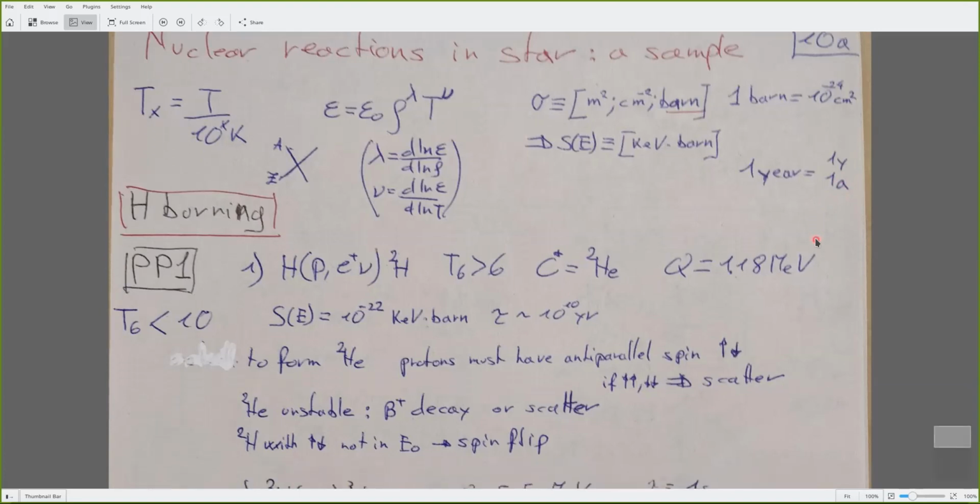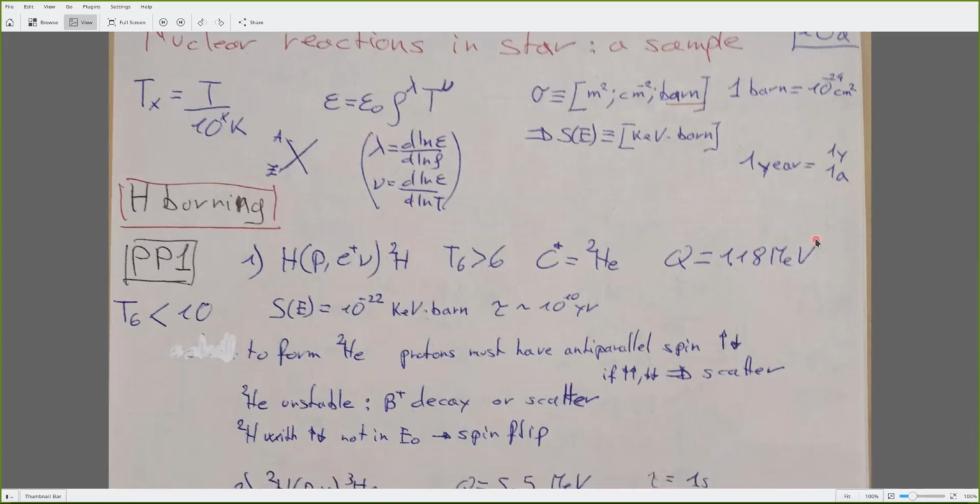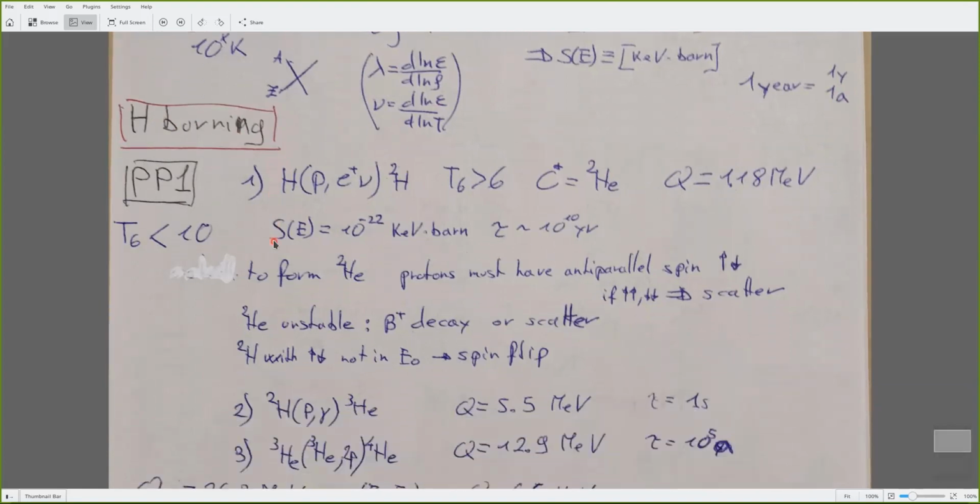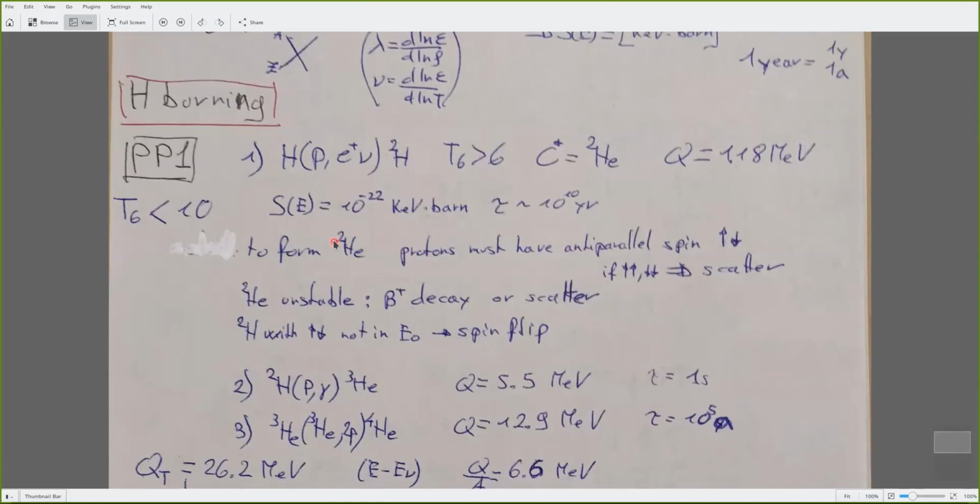Okay, let's start. Obviously, the first important set of nuclear reactions is the one connected with hydrogen burning. And the most famous is the PP1. PP1 is the most famous and most direct, because we are definitely starting with putting together two protons, two nuclei of hydrogen, but it is also quite tricky.